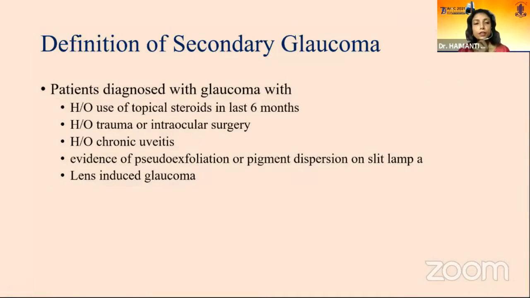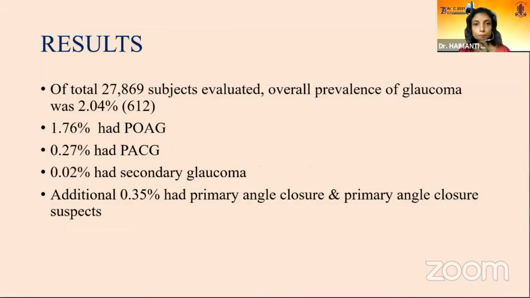Secondary glaucoma was defined if the patient had a history of topical steroid, history of trauma, surgery, chronic uveitis, or pseudo-exfoliation. Our results show, out of 27,869 subjects evaluated, the overall prevalence was found to be N equal to 612, that is 2.04%.